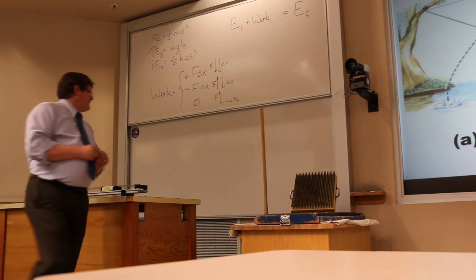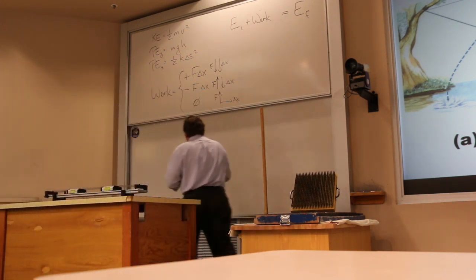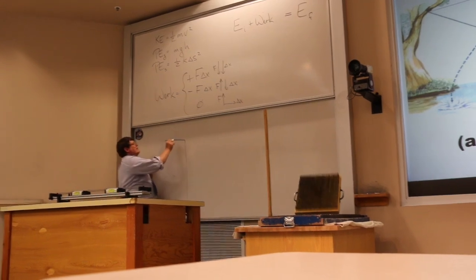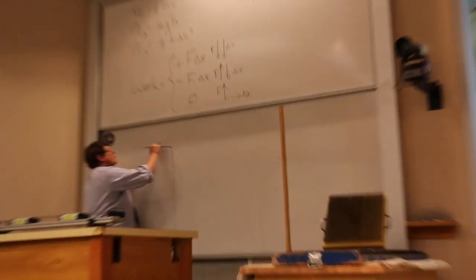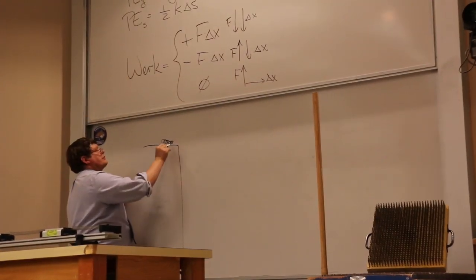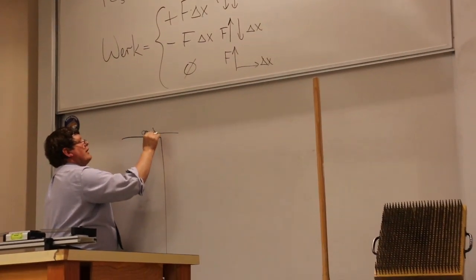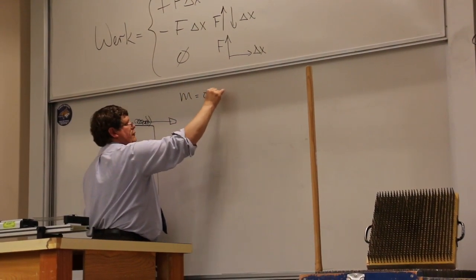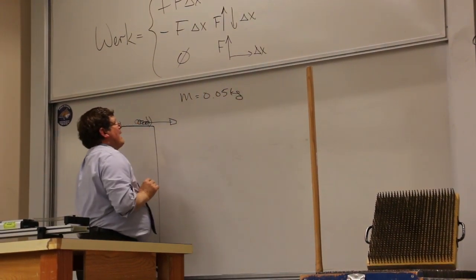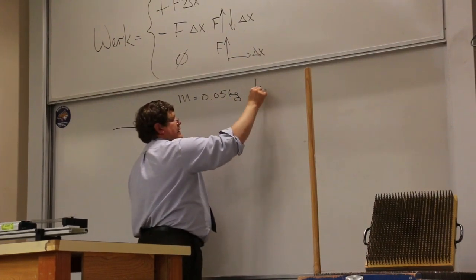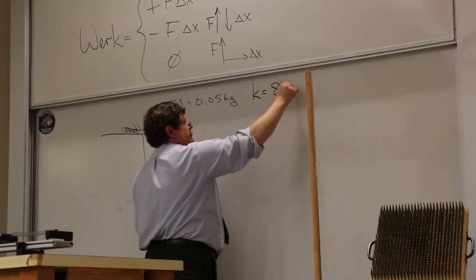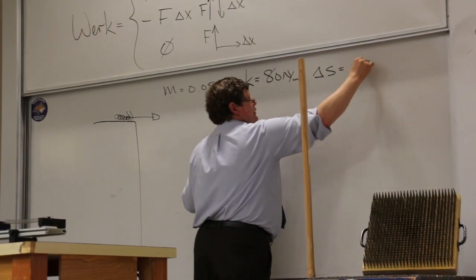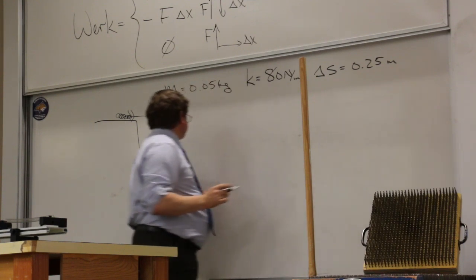We've gone too far. Okay, so in this problem, we have the crossbow, and essentially it's just a compressed spring that's going to push an arrow. That arrow has a mass of 0.05 kilograms, and the spring has a spring constant of 80 newtons per meter, and we compress the spring by 1/4 of a meter.